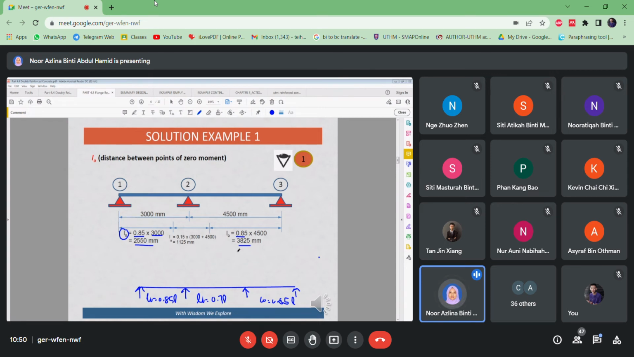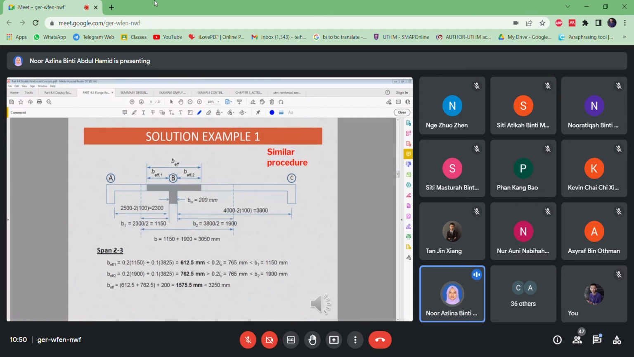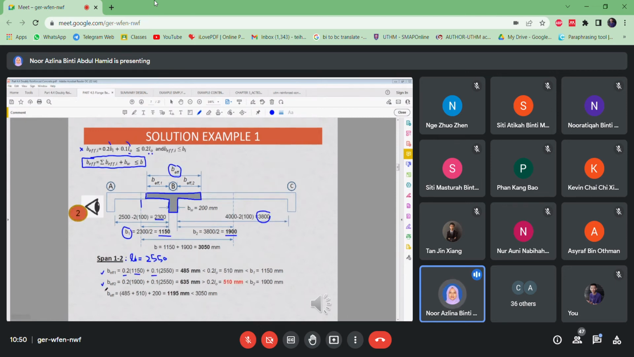So that means there will be two spans calculation. B effective for span 1 to 2 by using LO 2550, and then we have another one from span 2 to 3 by using LO 3825. Clear? So you kena buat noted kat sini, tak nak confuse. Alright. So that means all of this B effective will use this LO. Okay. For span 1 to 2.